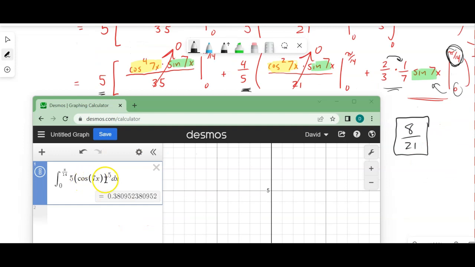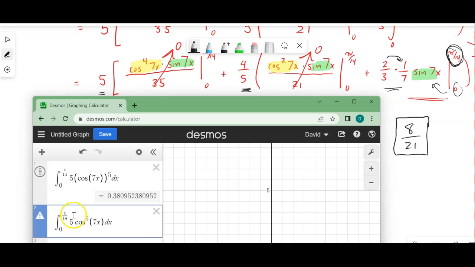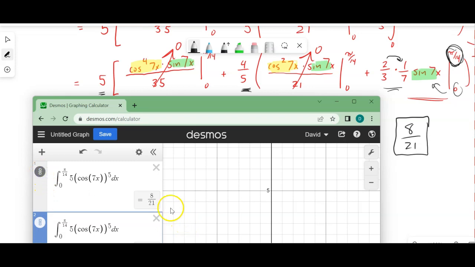By the way, Desmos will do this for you, but you have to put cosine of 7x in parentheses and then raise it to the 5th power, just so you can see it doesn't understand. If you click on the little button, it says only cosine squared and inverse are supported. So you can't do it that way. So you have to take away the 5 there and then put it in the parentheses and then raise it to the 5th power, and it will understand it. All right, that button right there changes it into a fraction. All right, so we can see 8/21 is the same thing that Desmos is getting.